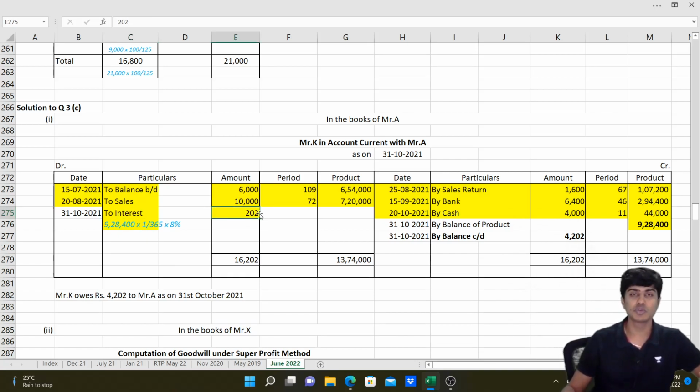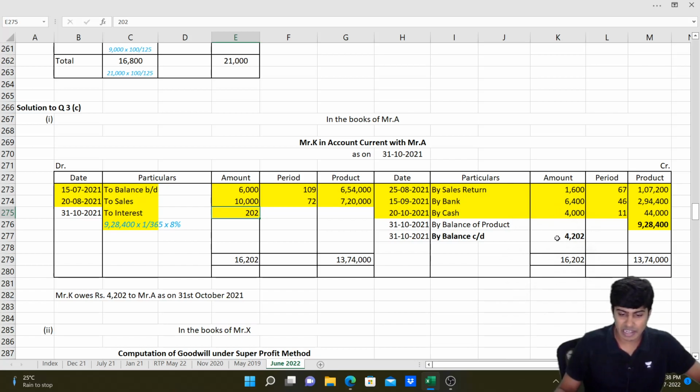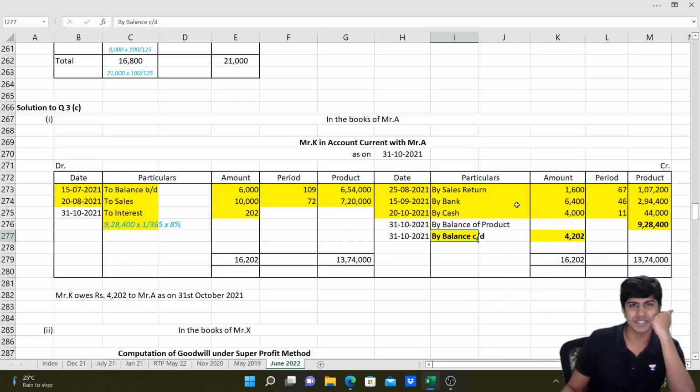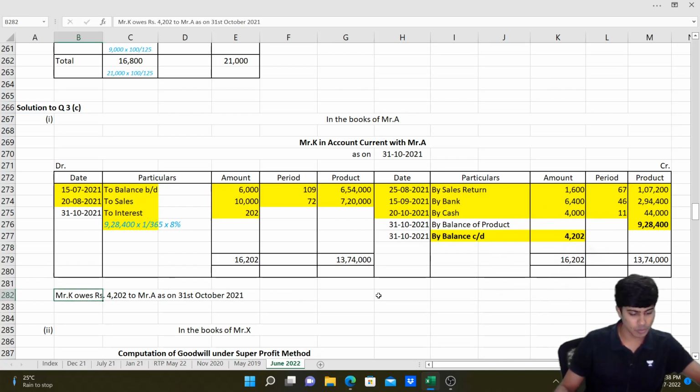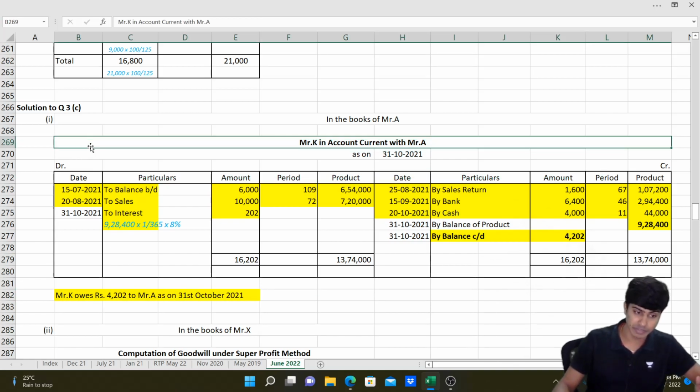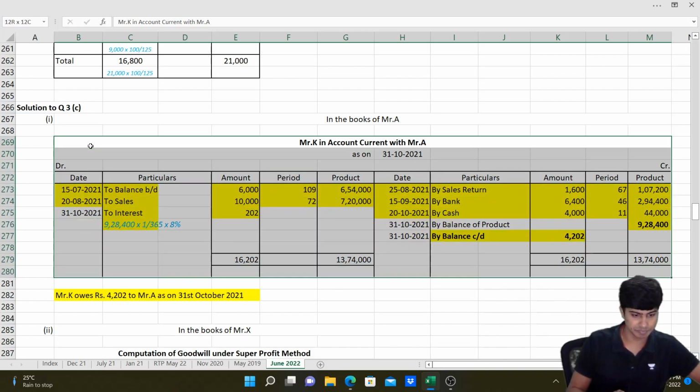After I write the interest of 202 in the amount column, I'll find my balancing figure in the amount column. That is 4202. I hope you all understood now how we should be doing account current. Yeah, and that's it. Mr. K owes Mr. A rupees 4202 as on 31st of October 2021. This is the solution to question number 3C.